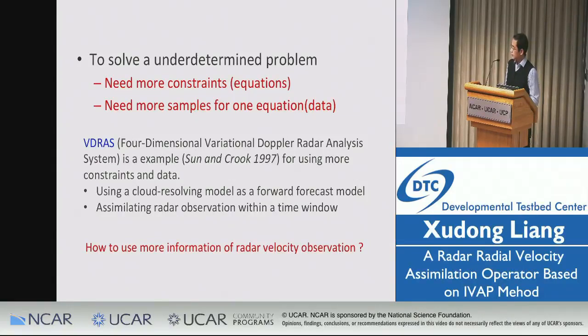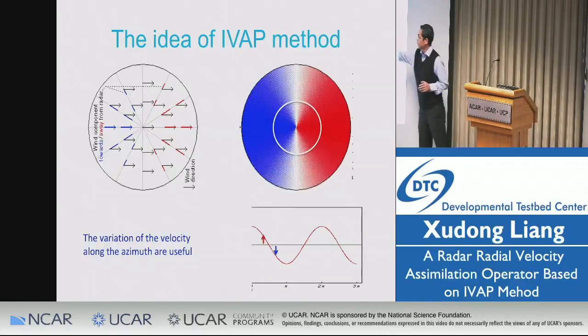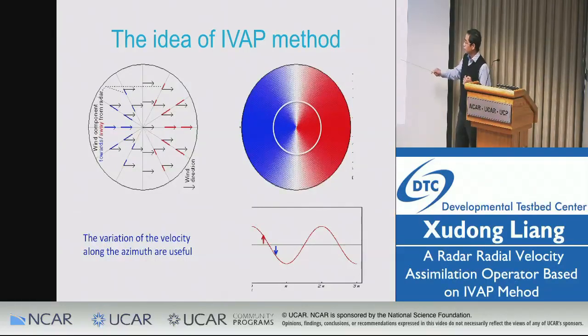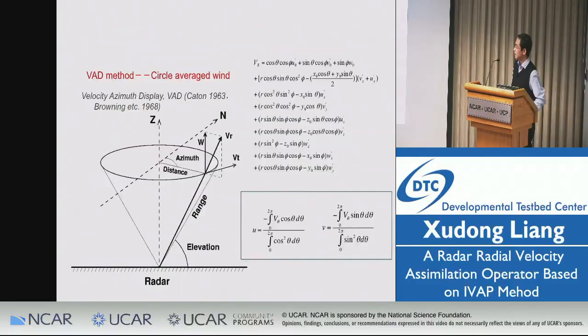So the idea is, can we get more information from this observation? There are some examples. For example, if we have this radar observation and we can see this velocity pattern, we can guess that we have a uniform westerly wind. Why? Because we know that the variation of the velocity along this circle is also uniform. This information is used to retrieve the wind field, for example in the VAD method.